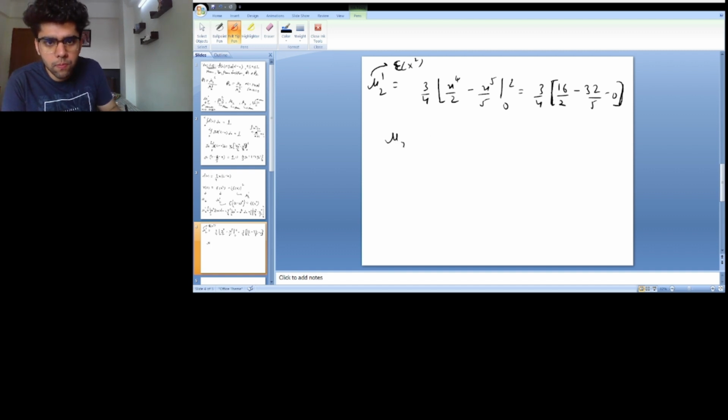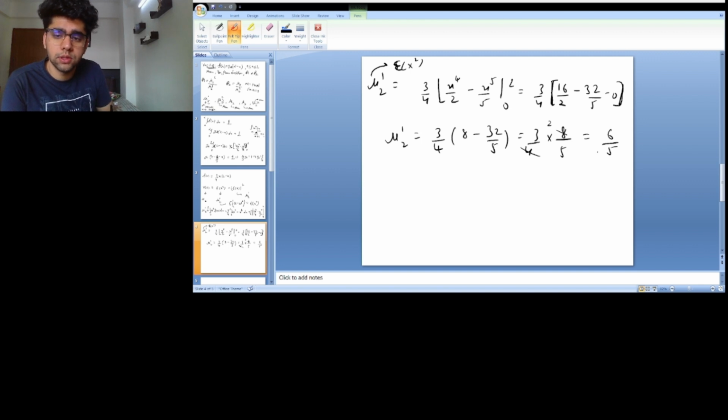So this becomes 3 by 4, 8 minus 32 by 5. This becomes 3 by 4 into, 5 8s are 40, 40 minus 32, 8 upon 5. This gives me 6 upon 5. Now this is 6 upon 5. Why is it greater than 1? Because this is the expected value, not the probability. Expected value can always be greater than 1, but probability can never be greater than 1. So this is 6 by 5, and this is very much possible.